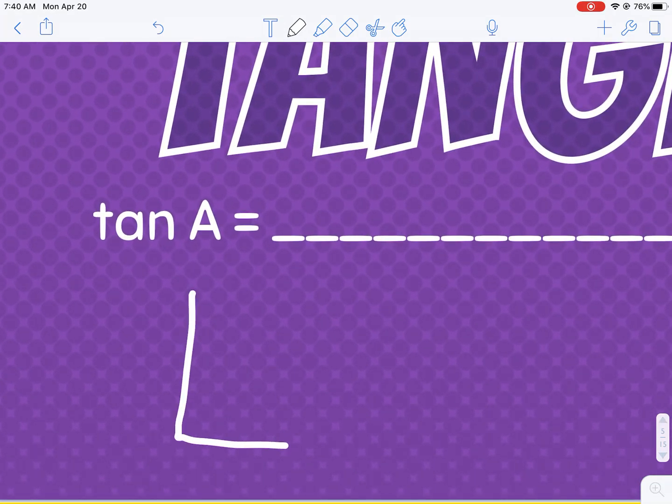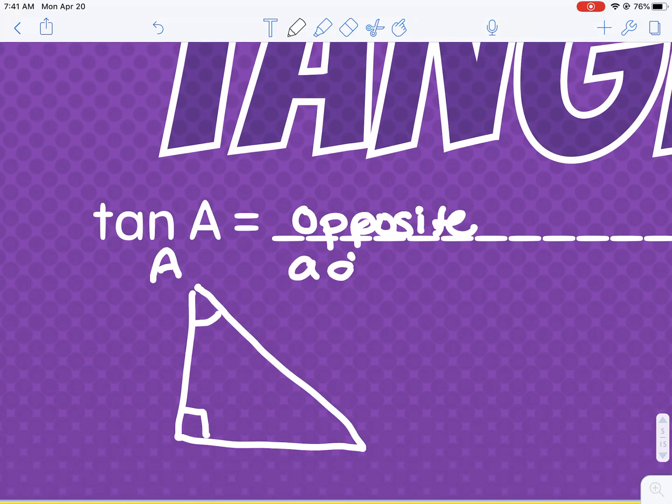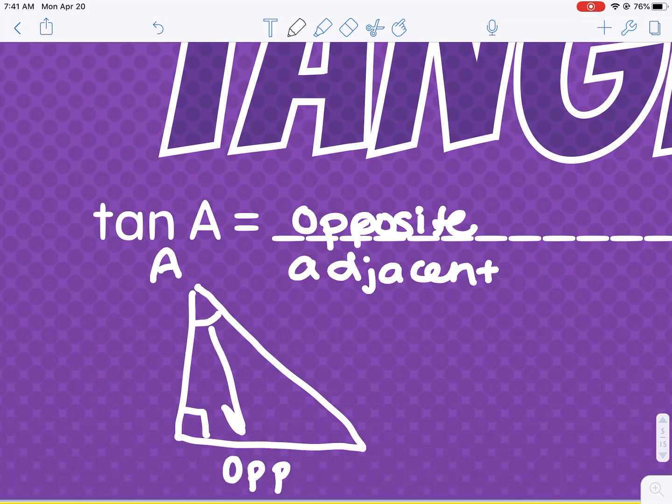Tangent is my personal favorite, and we'll mix it up. We'll put angle A up here this time. Tangent of A will be the opposite side over the adjacent side. So the side opposite angle A in this picture would be down here because it's across from it. The side adjacent, that is not the hypotenuse, is the side that's touching it, but is not the hypotenuse.